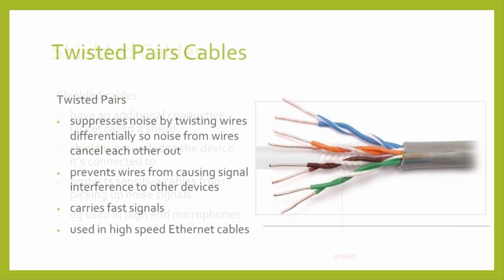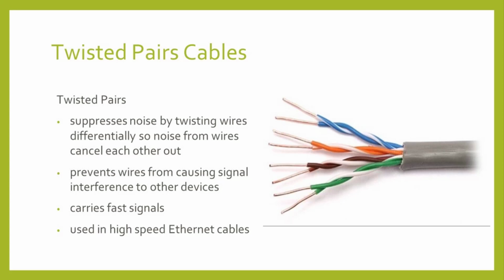Twisted pair cables use another technique to suppress noise on sensitive signals. By twisting the wires and running the signals in a specific way, i.e. differentially, you can get the noise to cancel each other out. This also prevents the wire from radiating electromagnetic waves outward, which can cause interference to other devices. This type of configuration is often used to carry fast signals and is the standard cable type for high-speed Ethernet and a lot of factory networking systems.